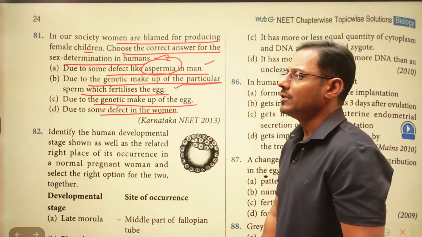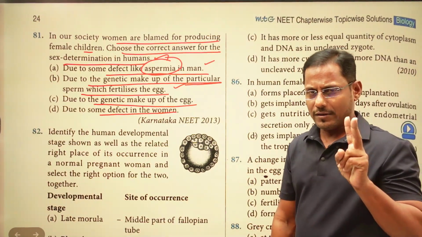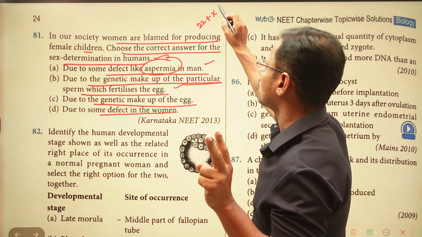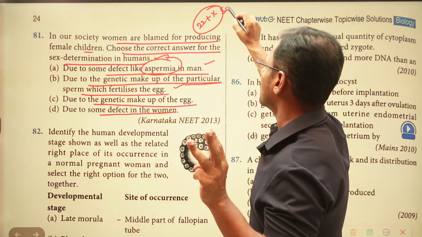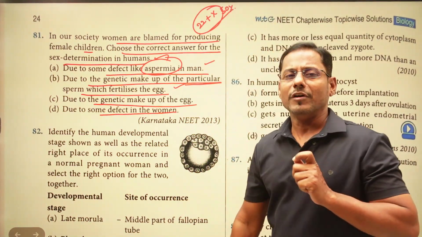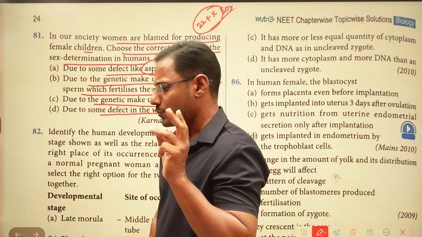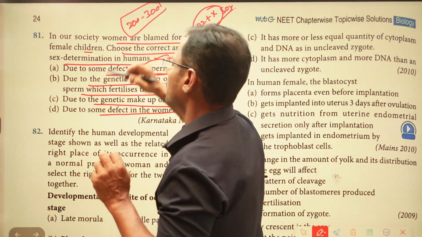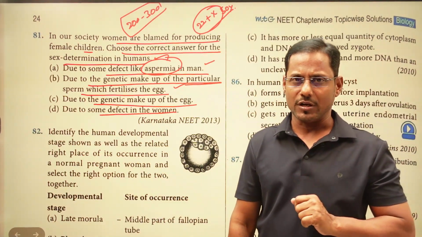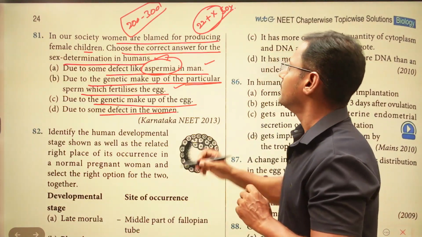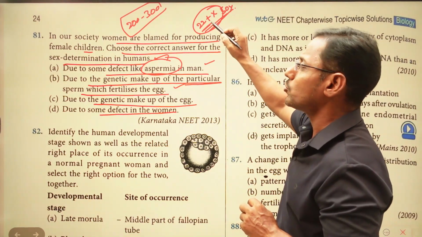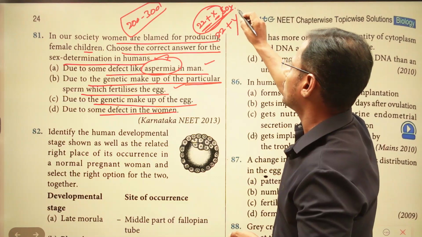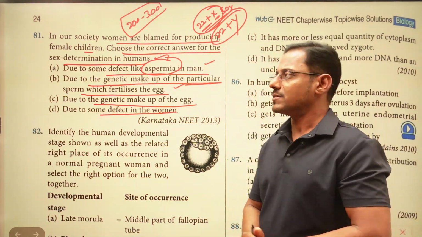Here, if you observe, there are two kinds of sperms produced in the man, right? One kind of sperm contains 22 plus X chromosome, and 50% of the sperms contain 22 plus Y chromosome. How many sperms are produced in an ejaculation? 200 to 300 million sperms are produced in an ejaculation. Of them, 50% have the genetic makeup of 22 autosomes with one allosome, that is the X, and 50% have 22 autosomes with the Y chromosome.